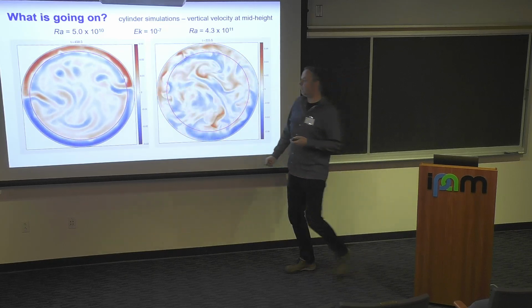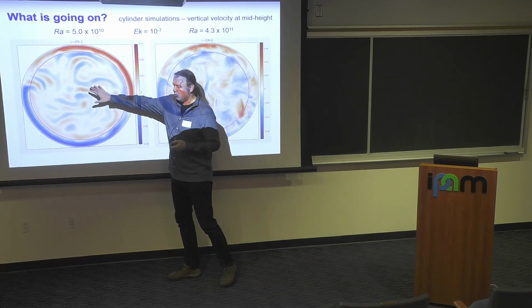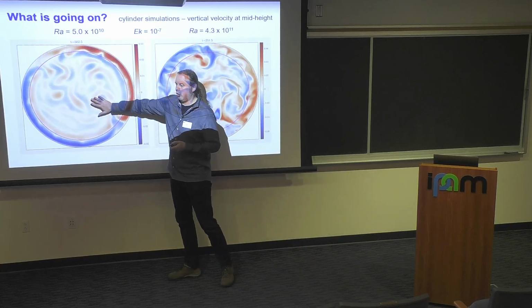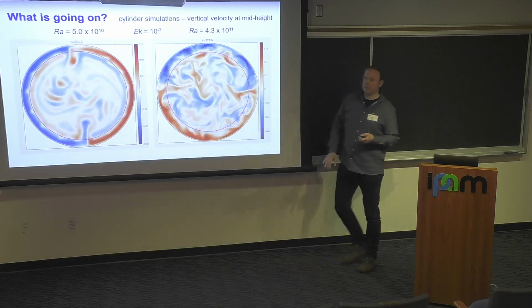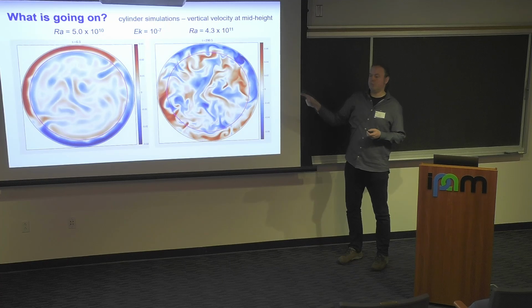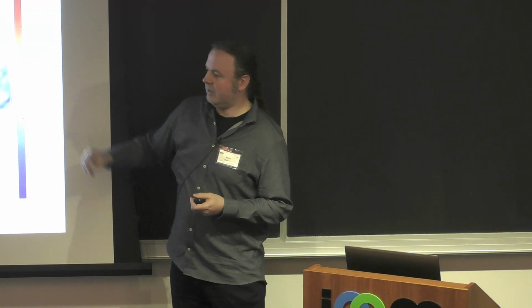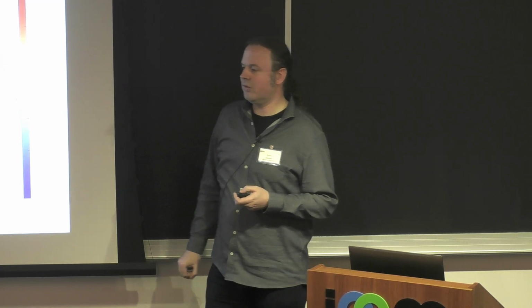Comparing to the periodic layers, this would be columnar type convection, while this would be plumes and beyond. So there's definitely a transition between the two, which was also quite interesting to investigate. In the papers, we discuss a bit more about this.